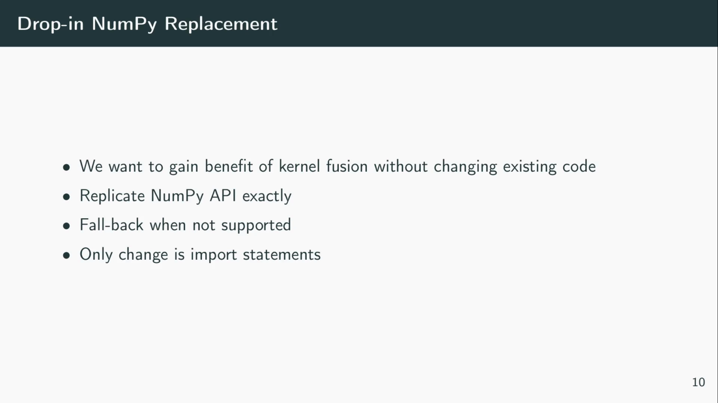So we want to gain the benefit of kernel fusion without changing existing code. This is a key goal of ours and is sort of critical to all the design decisions we made while building this. We want to replicate the NumPy API exactly and fall back to NumPy's actual implementations when we can't support a NumPy function for whatever reason. The only change DelayRepay requires from its users is a change in the import statements of the program.